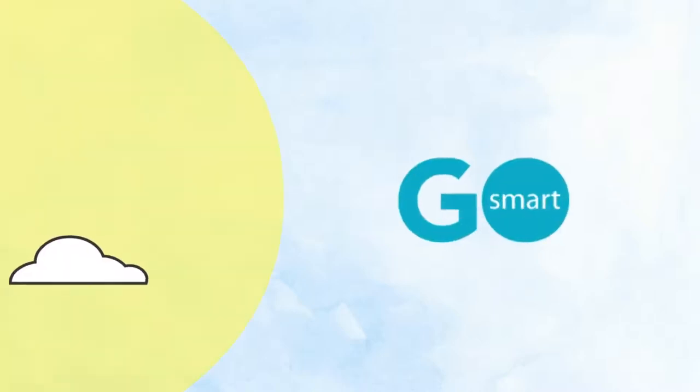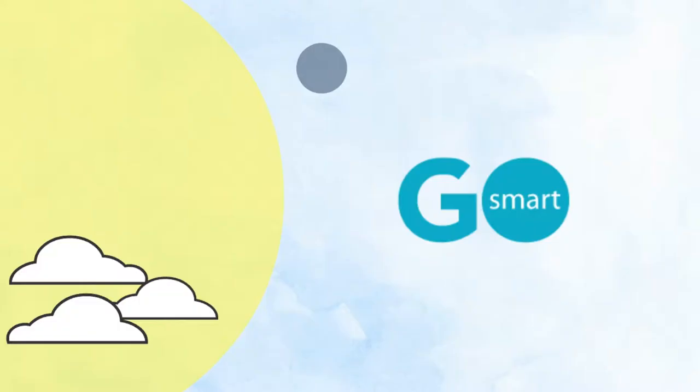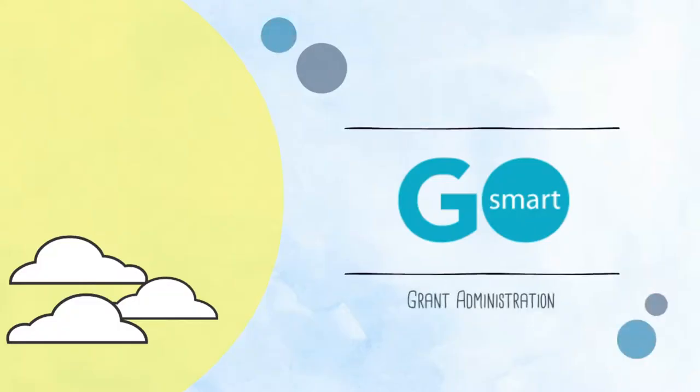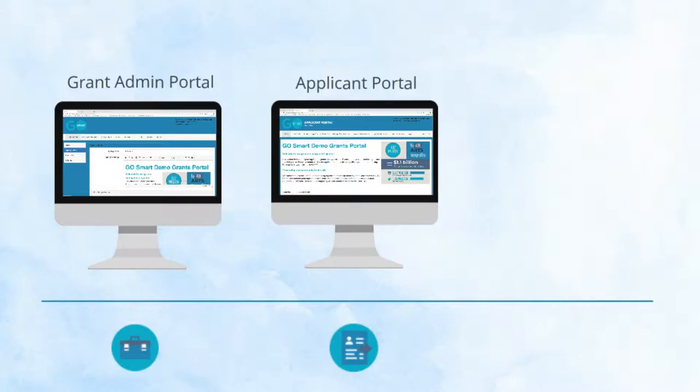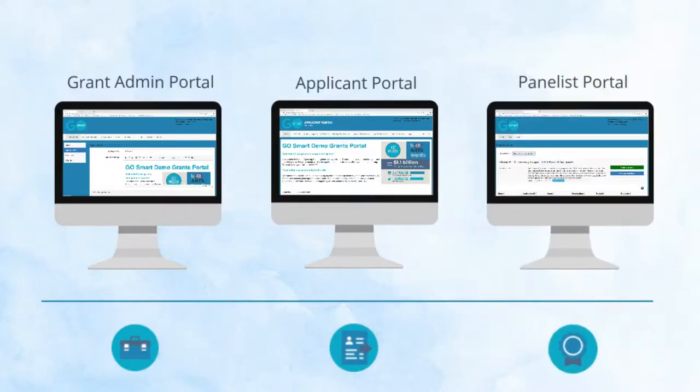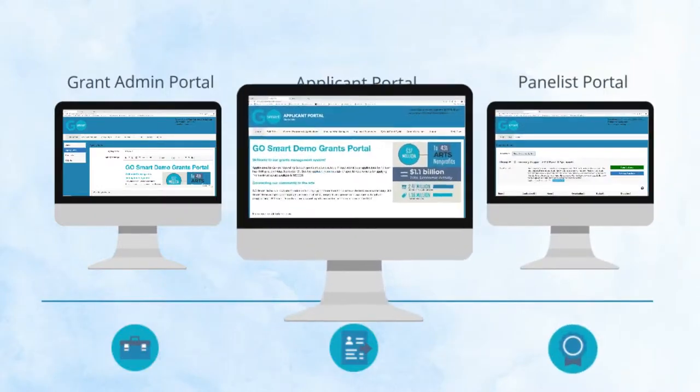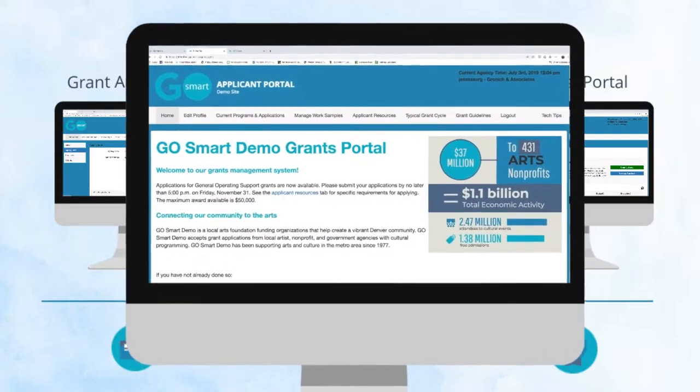GoSmart is a cloud-based platform that allows you, the grant admin, to interact with your grant applicants and panelist reviewers throughout a full grant cycle. This demonstration will cover the 3 separate but interconnected portals where you will create, edit, and manage all elements of the application and panel process.